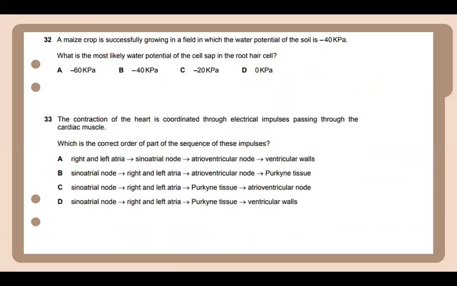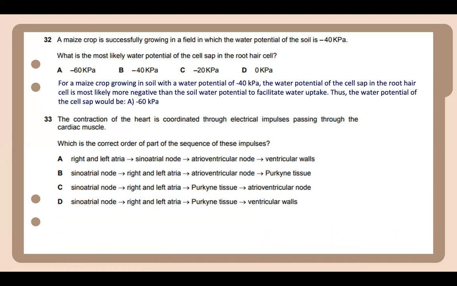A maize crop is successfully growing in a field in which the water potential of the soil is minus 40 kPa. What is the most likely water potential of the cell sap in the root hair cells? For a maize crop growing in soil with a water potential of minus 40 kPa, the water potential of the cell sap in the root hair cells is most likely more negative than the soil water potential to facilitate water uptake. Thus, the water potential of the cell sap would be A.